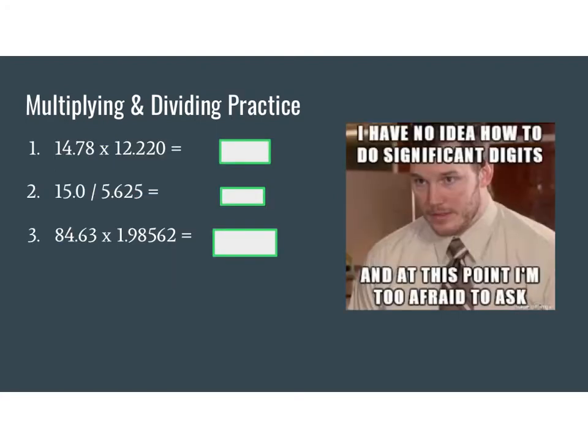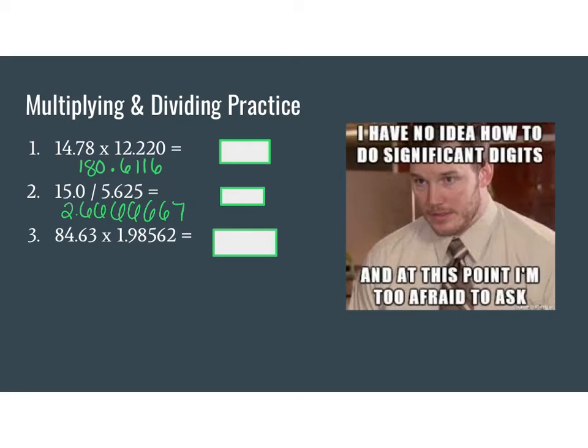Just like last time, what I'd like you guys to do is to go ahead and put these in your calculator and just write down what your calculator answer is going to be, please. So you can pause the video and then come back. What I did is I went through and I calculated these. So for number 1, 14.78 times 12.220, I ended up with 180.6116. For 15.0 divided by 5.625, what I ended up with was 2.66666. Gosh, I don't even know how many sixes I have here. I'm going to estimate, sorry.